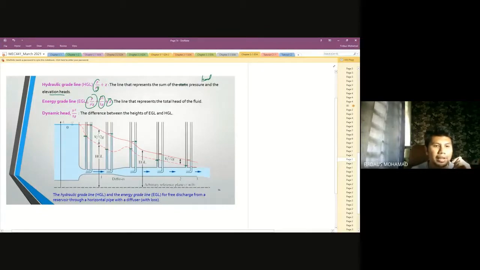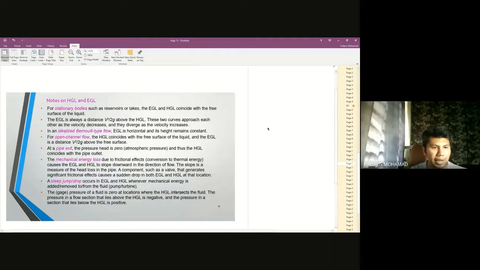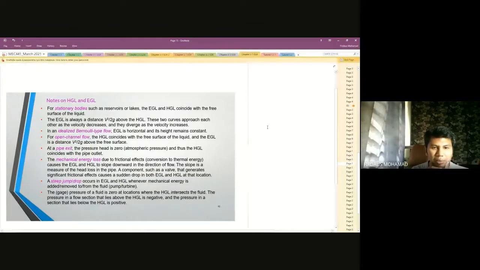And then, the difference between the hydraulic grade line and the energy grade line depends on the dynamic pressure, the difference between the height of the EGL and HGL. For a clear explanation about HGL and EGL: for stationary bodies such as a reservoir, lake, river, or tank, the EGL and HGL coincide with the free surface of the liquid. So why do they coincide? Why do the EGL and HGL coincide for stationary bodies such as reservoirs and lakes? Who has an idea why they coincide?